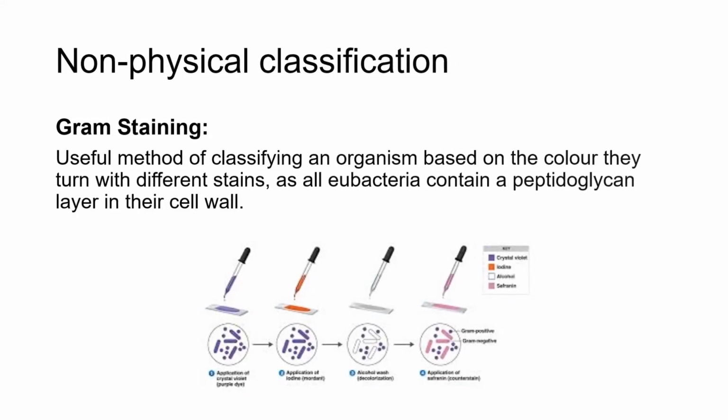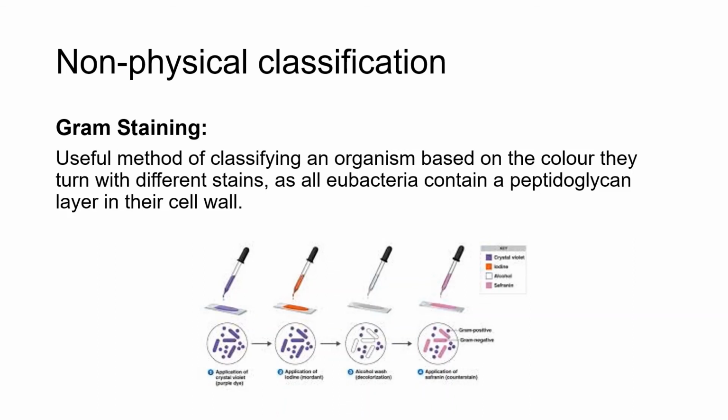The final method of non-physical classification of Eubacteria is known as gram staining. As we've previously discussed, this is classifying an organism based on the colour they turn with different stains. Although this appears an odd method for classification, it is actually one of the most important, as it can be used to understand how different infections can be treated. All eubacteria contain a peptidoglycan layer in their cell wall. That is made of sugar and protein.